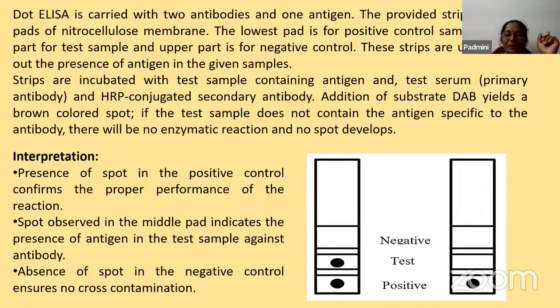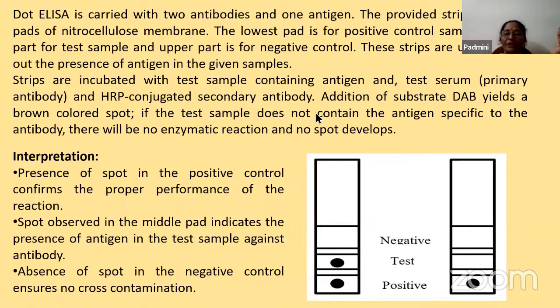The middle one is a test sample where you're going to test the patient sample or fish sample over there. So that is the test sample. And the upper one is a negative control, wherein it is not going to have any antigens present in it. That is a negative control. So these strips are used to find out the presence of antigen in the given sample. So how are they done? The strips are incubated with a test sample containing antigen. So that is, you're going to add your sample. Then you're going to add your primary and secondary antibodies, that is HRP conjugated secondary antibodies. And then the addition of the substrate. DAB is the substrate that is going to be used, which is going to give you the brown colored spot over there.